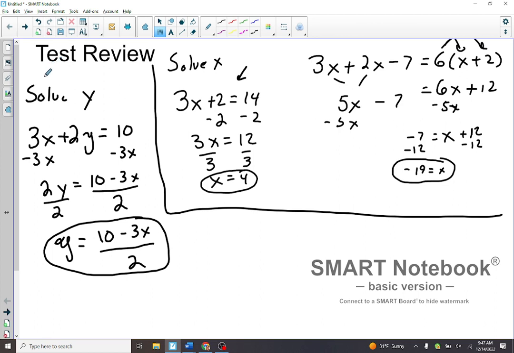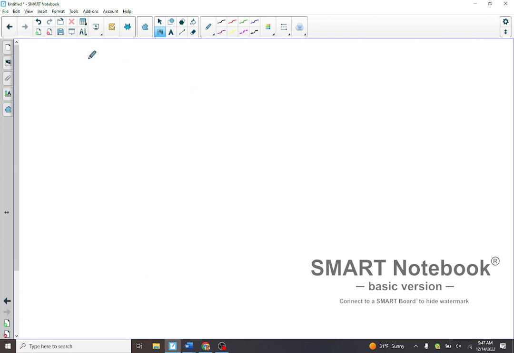All right. So you have solve for x, solve for y. That's probably going to be the first page. On the second page of the test, we're going to have inequalities.